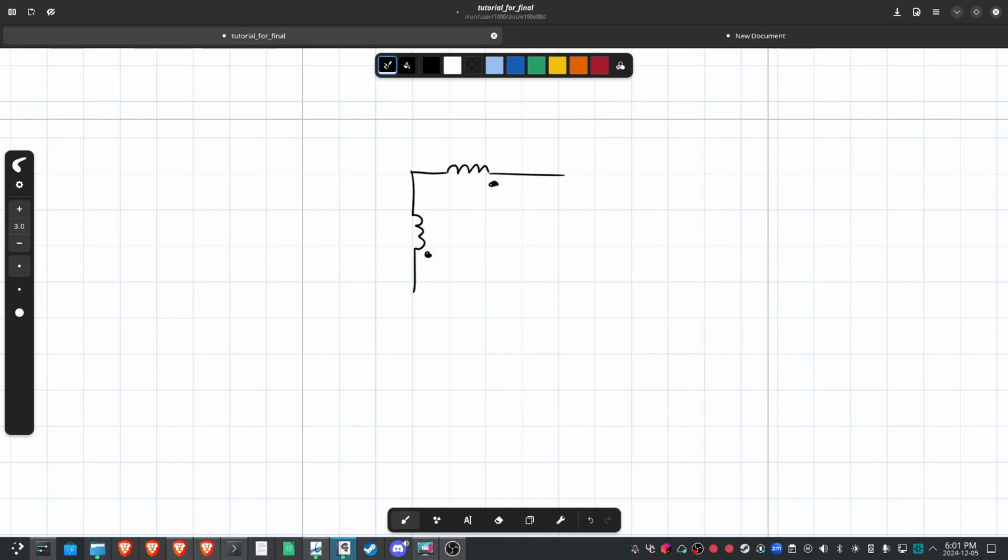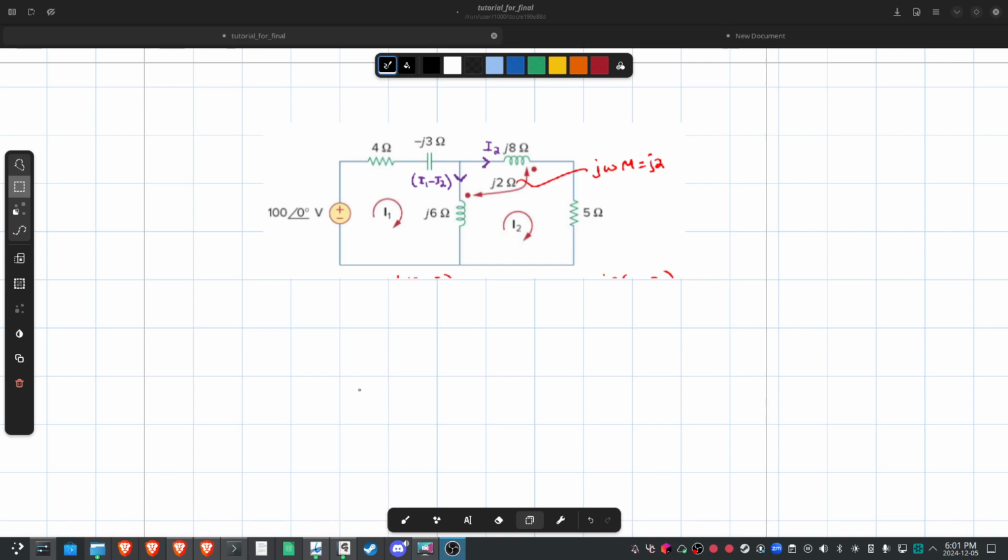Actually, let me pull up the exact question where I saw this. Now, I am not going to be solving the circuit. However, I will be showing you how to find the direction of the dependent voltage source. So once again, let me draw this out.